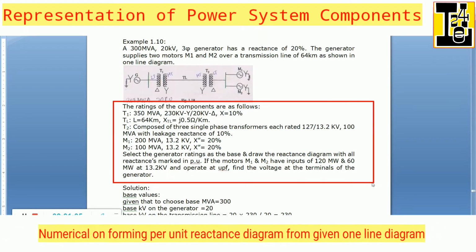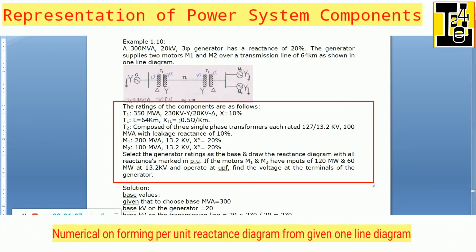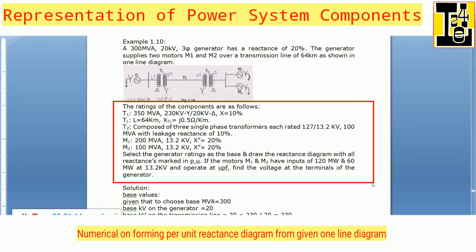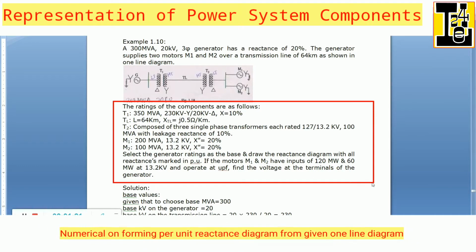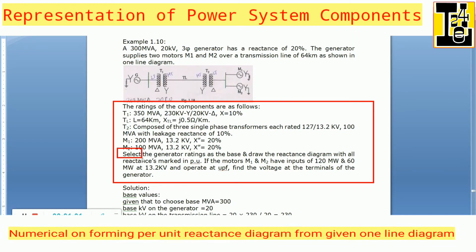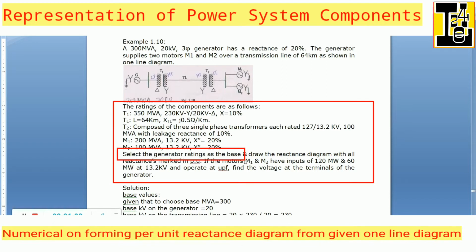phase transformers. Each single phase transformer is rated as 127 kV / 13.2 kV 100 MVA with leakage reactance of 10%. M1 is operating at 200 MVA 13.2 kV reactance of 20%. M2 is operating at 100 MVA 13.2 kilovolts reactance of 20%. Select the generator ratings as base and draw the reactance diagram with all the reactances marked in per unit.